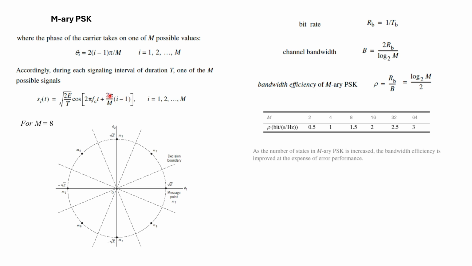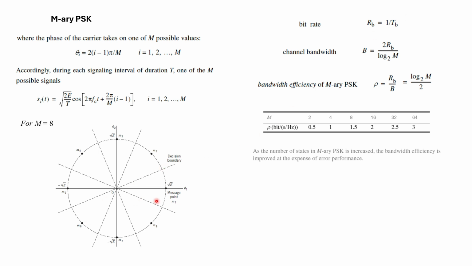So I am going to get pi by 4 into 2, which is pi by 2. So in one quadrant, I am going to get three phases: 1, 2, 3. So I am going to get 8 phases here: 1, 2, 3, 4, 5, 6, 7 and 8 phases. So the bit rate for this M-ary PSK is given by R_B is equal to the reciprocal of the bit duration.